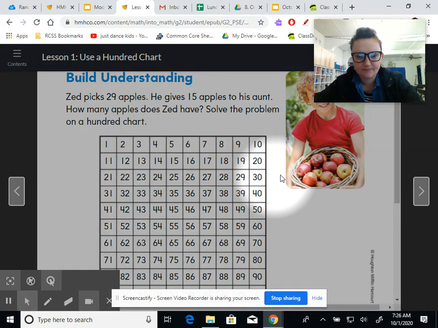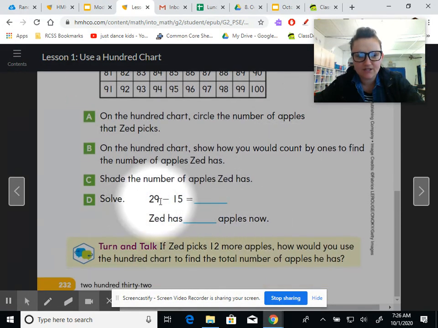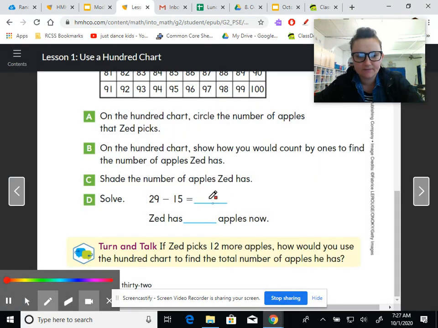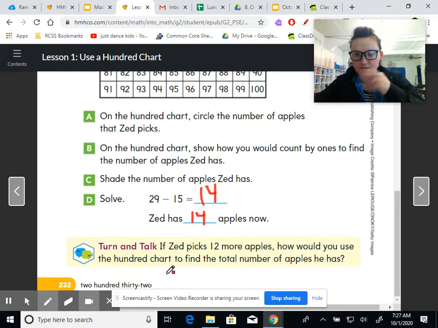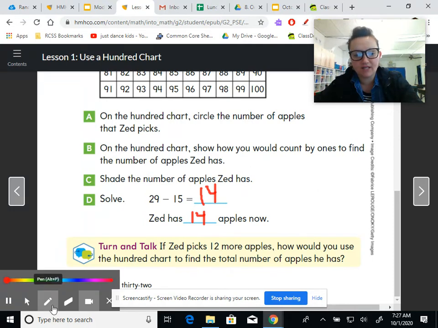All right, keep going. So then it says solve. 29 minus 15 was what? 14. That was the answer we landed on. So Zed has 14 apples now. Then it says turn and talk. So turn and talk to someone at your house. If Zed picks 12 more apples, how would you use the hundreds chart to find the total number of apples he has? So if he had 29 apples and then he picked 12 more, talk about that with your talking partner.